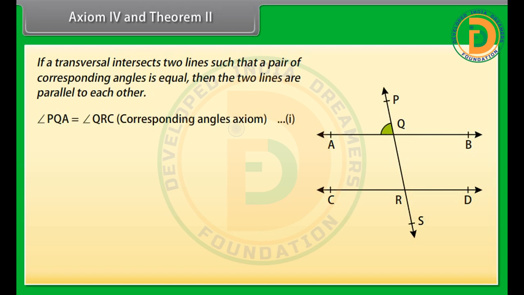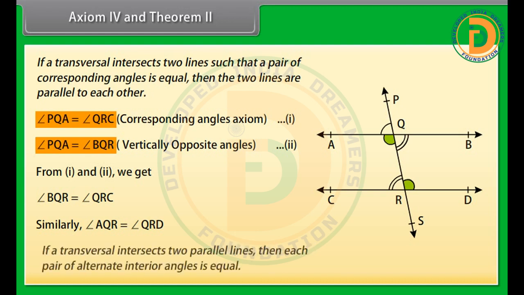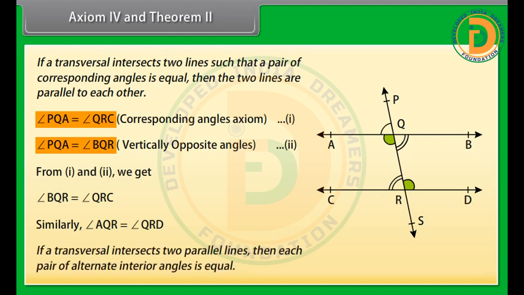We know that angle PQA is equal to angle QRC by using the corresponding angles axiom. Mark it as 1. Also, angle PQA is equal to angle BQR because these are vertically opposite angles. Mark it as 2. So from 1 and 2 we may conclude that angle BQR is equal to angle QRC. Similarly, angle AQR is equal to angle QRD. This result can be stated as a theorem, which is, if a transversal intersects two parallel lines, then each pair of alternate interior angles is equal.